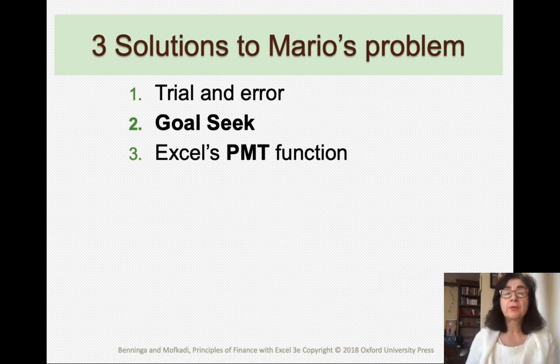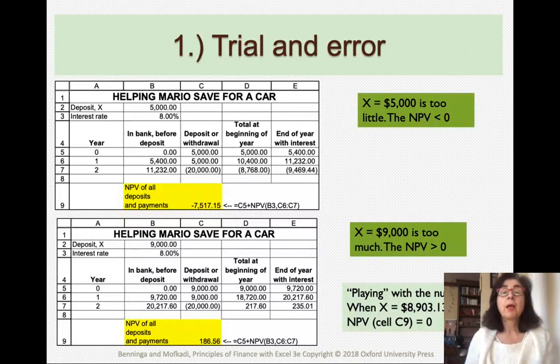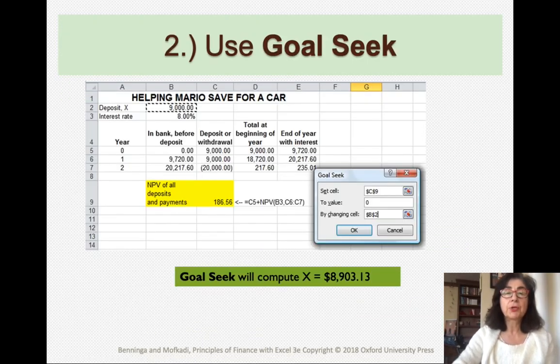There are 3 solutions. We can figure that out using trial and error, or we could use Excel's goal seek function or Excel's payment function. I'm going to let you figure out the trial and error solution so you can help Mario. I am going to focus on using the goal seek function of Excel.